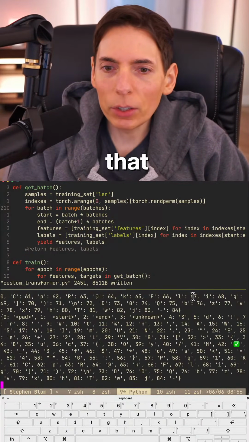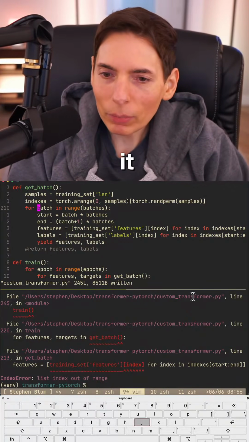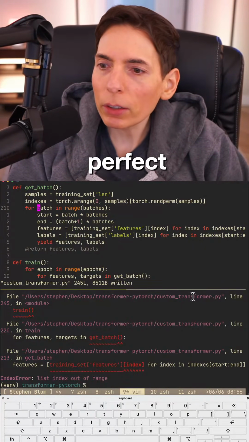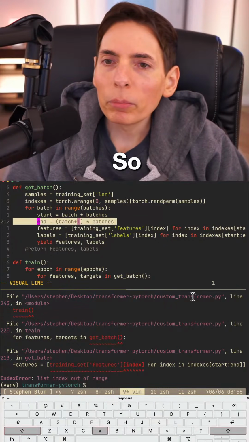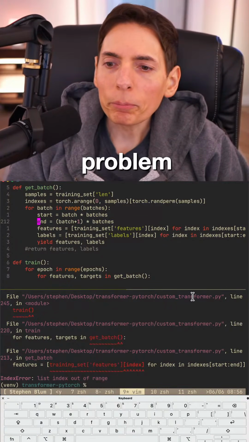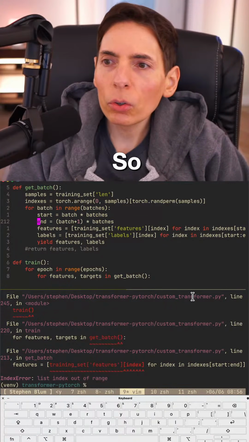All right, let's try that. Continue worked. Yep, see, I knew it. List index out of range. Perfect. All right, so 213. So the start and the end is the problem. So index, wait.